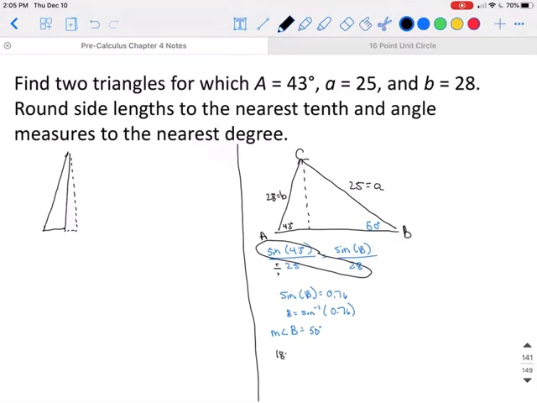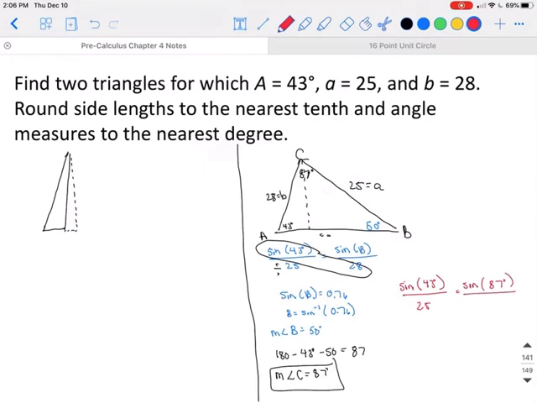Once we know the measure of angle A and the measure of angle B, we can do 180 minus 43 degrees minus 50 degrees to tell us what's left for angle C, which in this case will be 87 degrees. So we do know that the measure of angle C is 87 degrees. Now the last thing we need to do on this triangle is just find side c. So once again, we can start with our law of sines. I'd still know that the sine of 43 degrees goes with side 25, and the sine of 87 degrees goes with our side c. If we cross multiply and divide, we are going to get that side c, in this case, is 36.6.